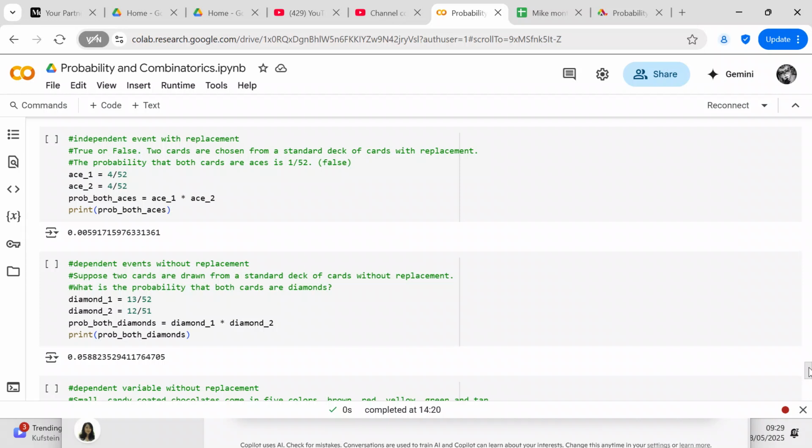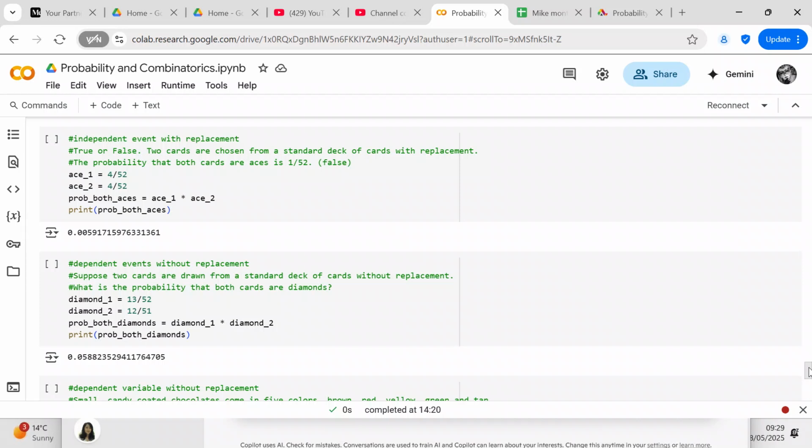The first ace is 4 over 52. The second ace is 4 over 52. The probability of both aces is ace 1 times ace 2, and it's 0.59%.